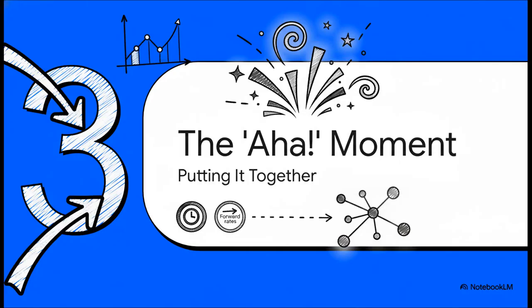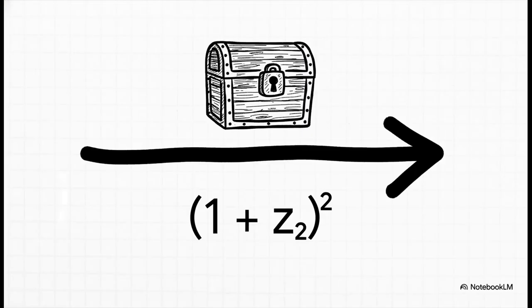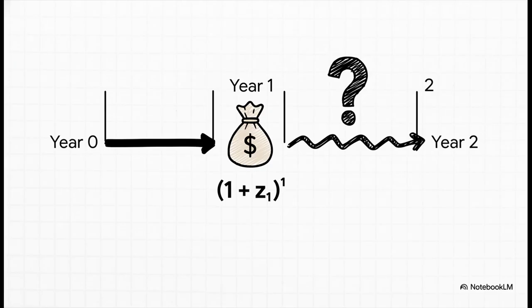And now for the aha moment. We've got our 2 clues, spot rates and forward rates. Let's see what happens when we put them together, because this is where it all clicks. So let's say you want to invest your money for 2 years. The most straightforward way is to just lock in the 2-year spot rate. We'll call it Z2. You put your money in, and after 2 years, you get your initial investment back, compounded. Simple, right? But here's where it gets really interesting.